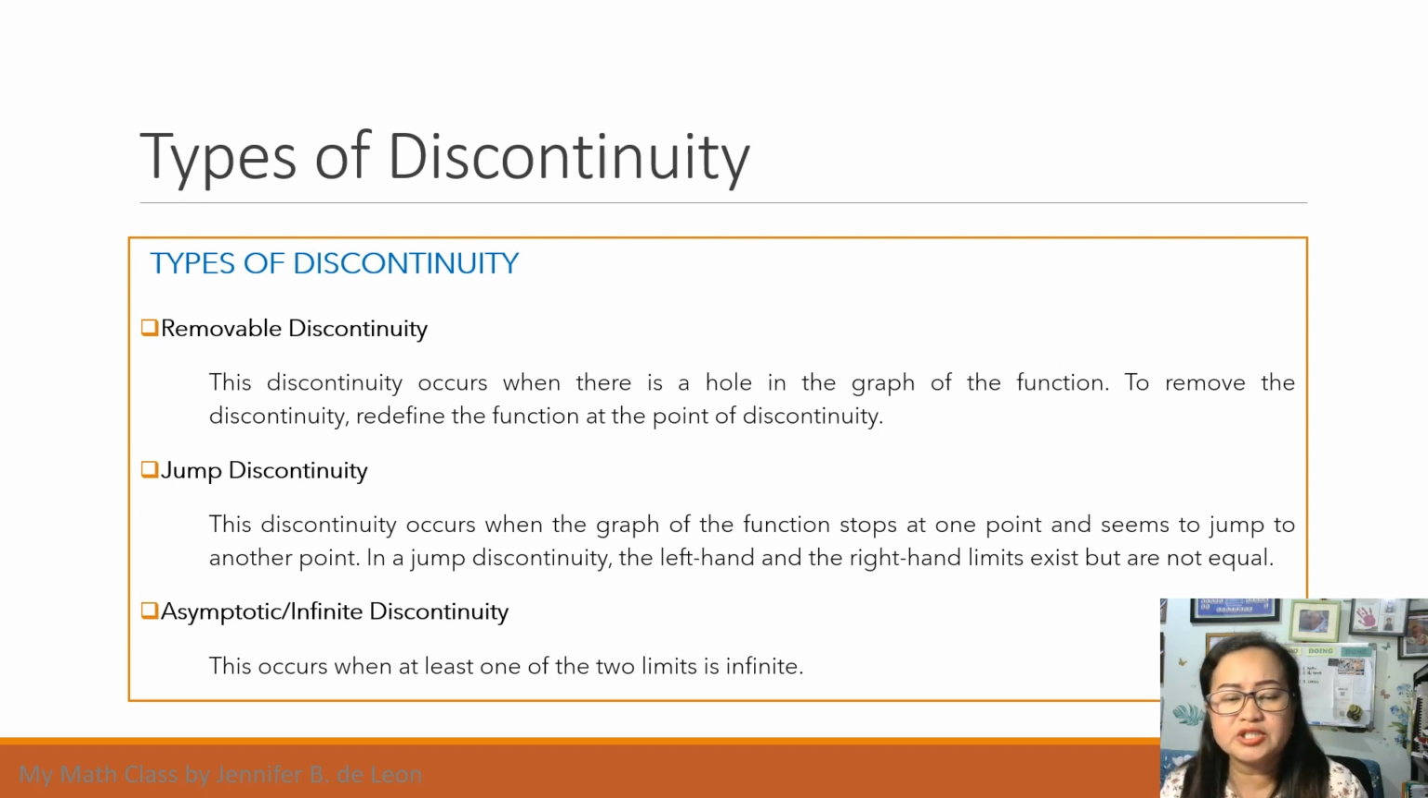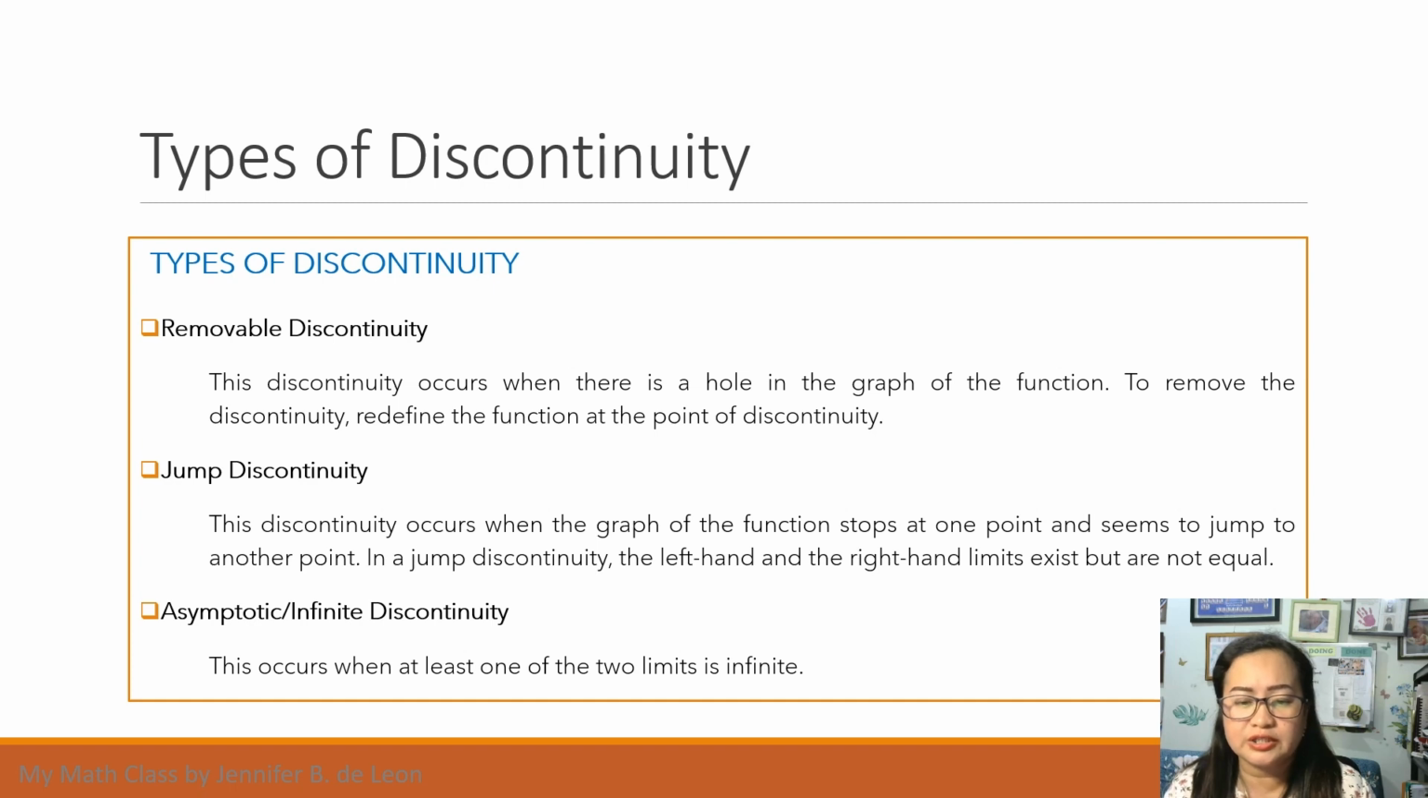Okay, removable discontinuity occurs when there is a hole in the graph of the function. As the name implies, we can remove this discontinuity by redefining the function at the point of discontinuity. Whereas the jump discontinuity occurs when the graph of the function stops at one point and seems to jump to another point. In a jump discontinuity, the left-hand and the right-hand limits exist but are not equal.